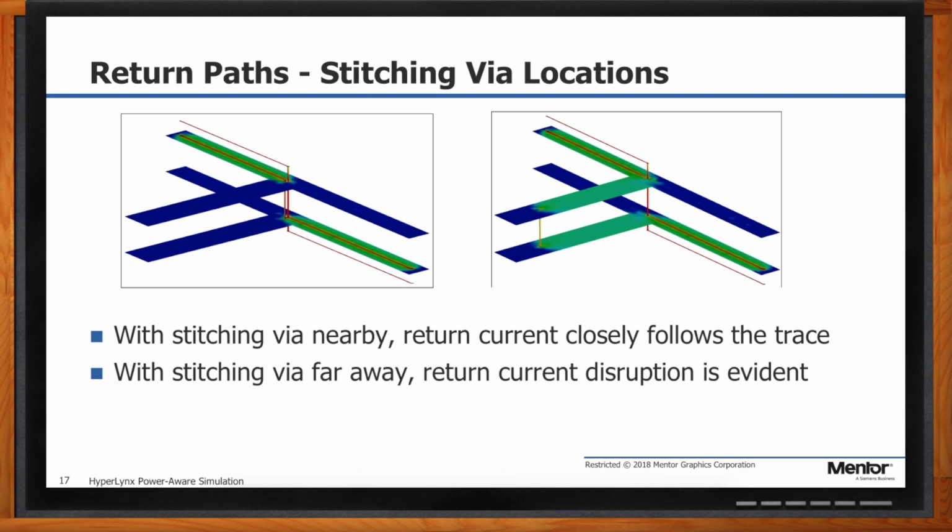If you look on the left, you can see that when the stitching via is right next to the signal via, the return current flows pretty much right under the trace, just what you would expect. But on the right, when the stitching via is well away, this funny thing happens: the return current on the top has to flow all the way over to where that stitching via is, and then transition to the bottom layer and come all the way back and then pick up and run the trace.